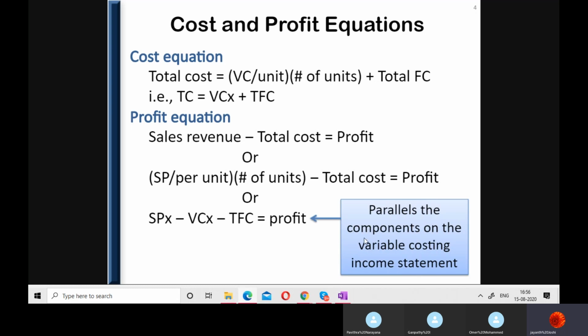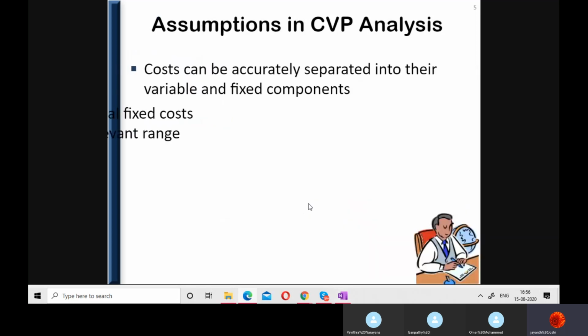Parallels the components of variable costing income statement. So this is the variable costing income statement format. Sales minus variable cost minus total cost is profit. Now here one more element will come into the picture. I'll say what that is.